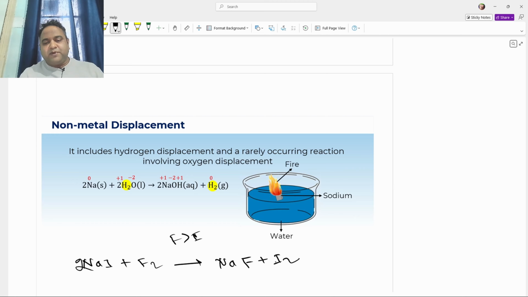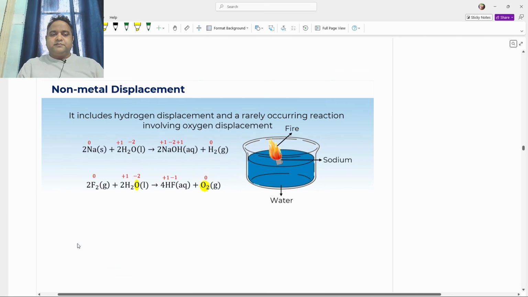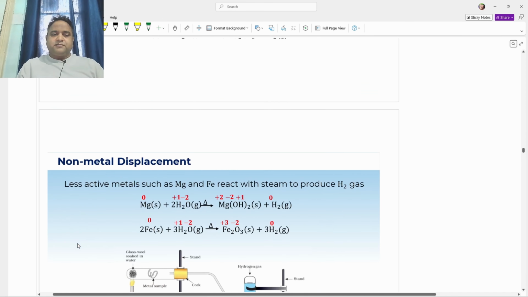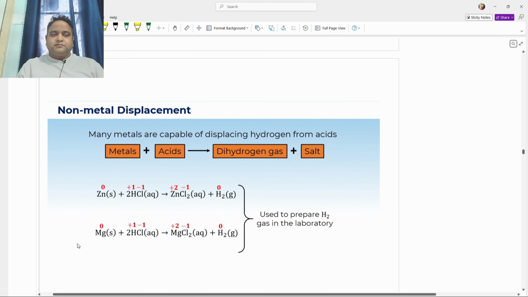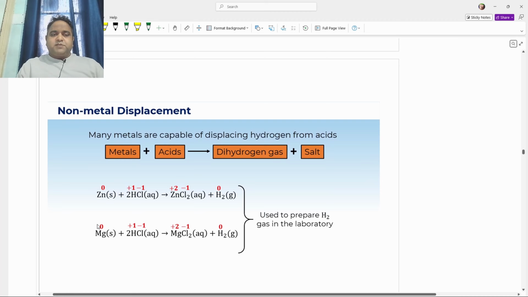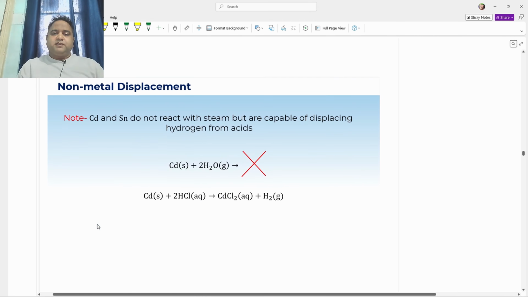Fluorine is more electronegative than iodine. Then what will happen? There is a formation of sodium fluoride and there is loss of iodine. So this is a case of non-metal displacement. Fluorine is going to displace iodine because fluorine is more reactive than iodine. So that is again a kind of redox reaction. Displacement of hydrogen is also a redox reaction. These are the examples of non-metal displacement.